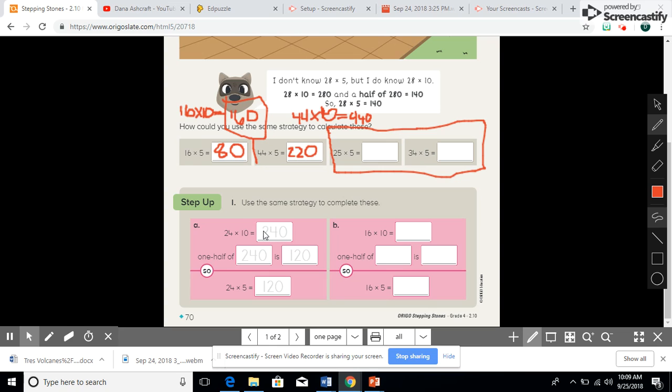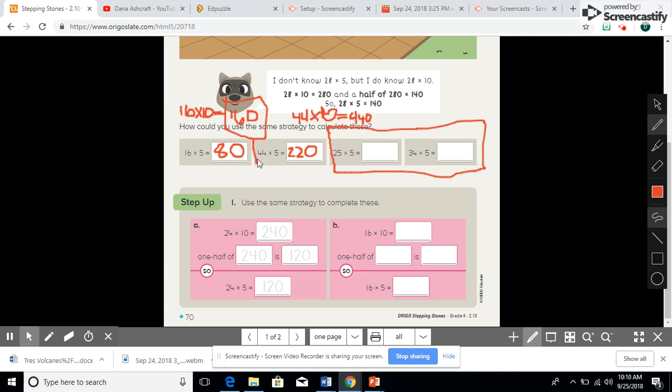We're using the same strategy down here. We're just using bigger numbers than we were yesterday. So these are not numbers that you could traditionally use your 5 skip counting trick for. You could, but it's going to take you a while and you may lose count because you don't have 24 fingers. So it says 24 times 10 is 240. You can see it in the light gray right there. And I know that 1/2 of 240 is 120. So I know that 24 times 5 is 120.